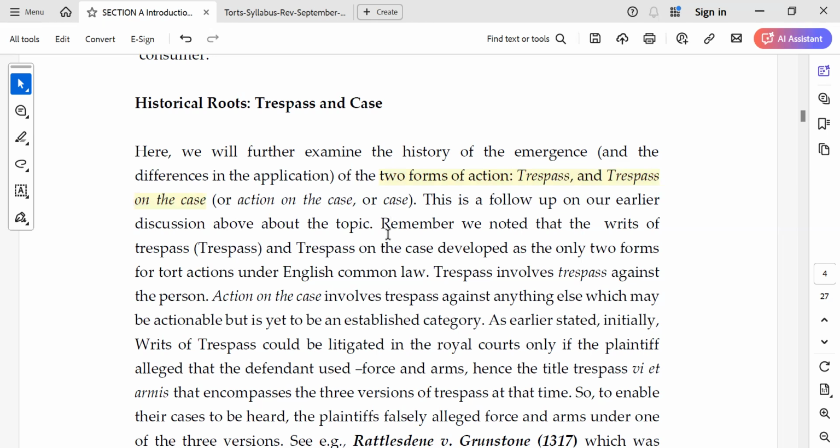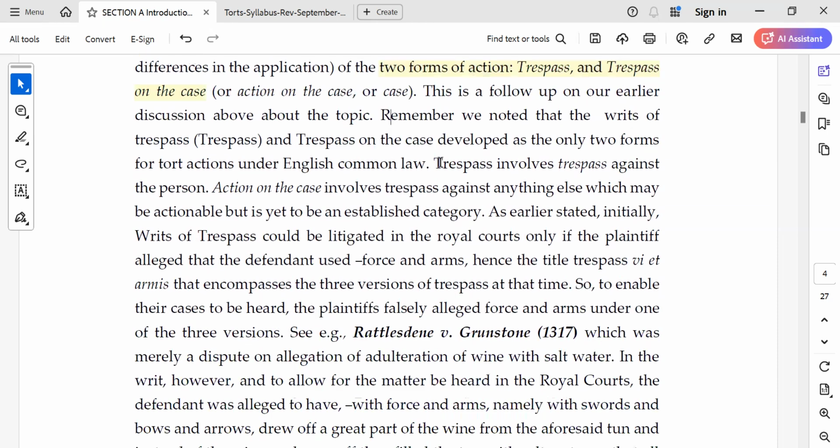This is a follow-up on our earlier discussion about the topic. Remember, we noted that the writs, same thing, on property, person, and all that. Yes, same thing. So we saw trespass on person, property, and armies.